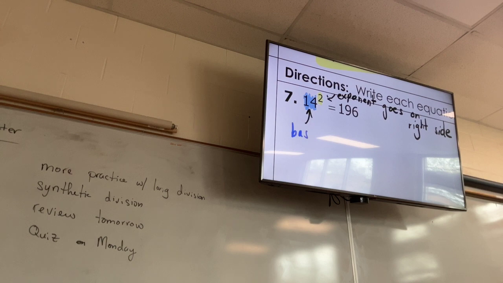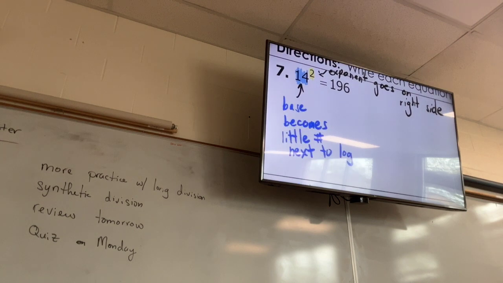The base becomes the little number next to log. Okay, and then the number on the right side here, that becomes, so number on right becomes the big number next to log.